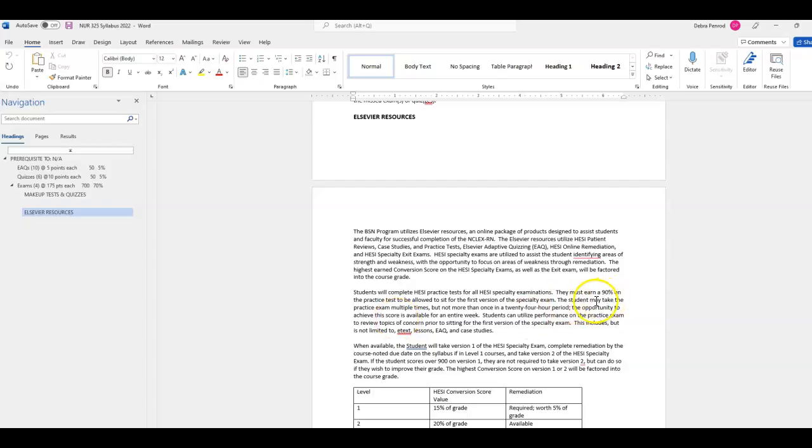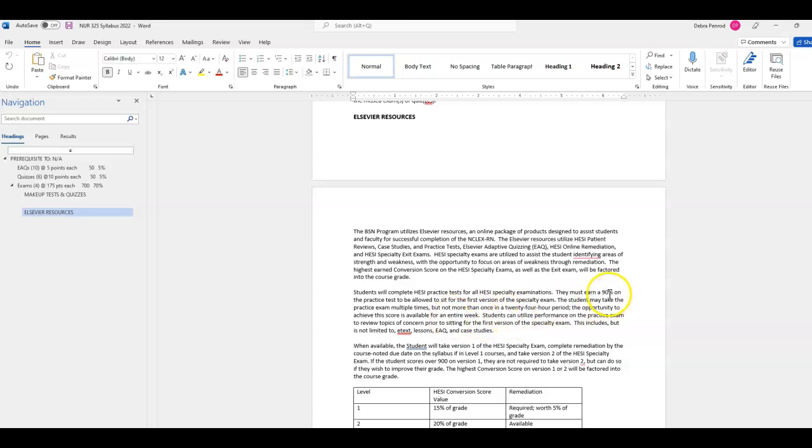Yeah, it doesn't say week 13, but you take a practice exam for pathophysiology, and you need to get 90% on the practice exam in order to sit for the HESI exam. Now, I need to mention to all of you that I did look ahead, and there is only one version still of pathophysiology. So you won't have two versions.